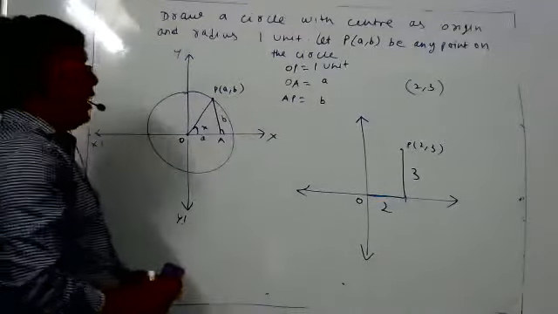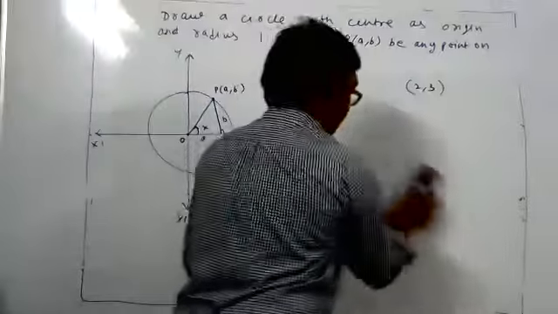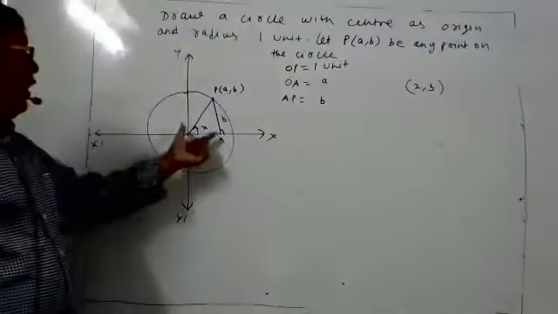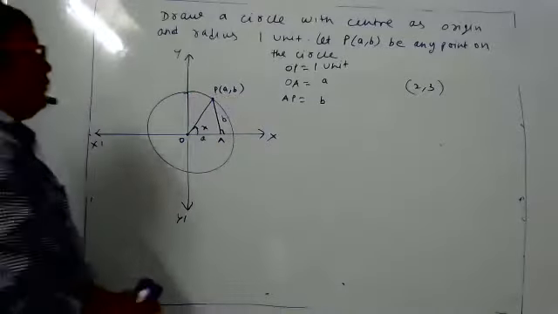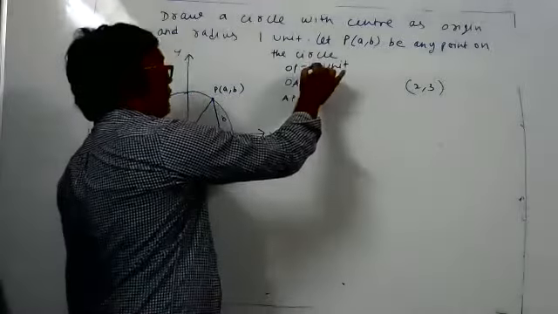If anybody has doubt till now, you can ask me. OA is a, AP is b. That's why the coordinate is (a, b). No doubt.